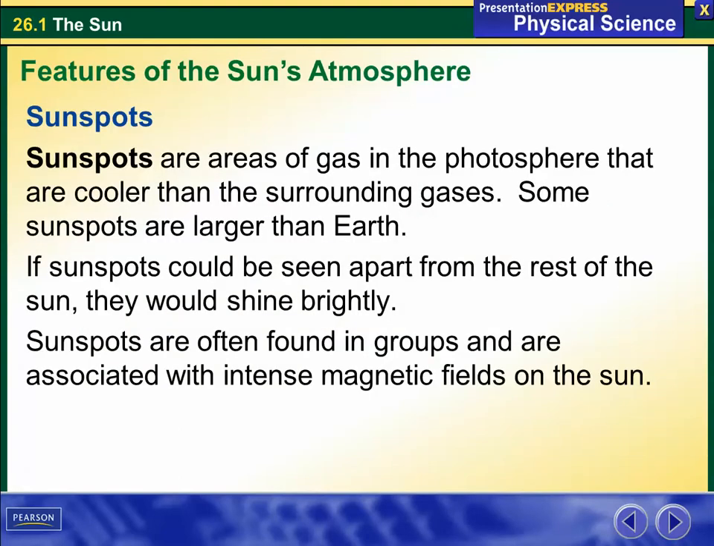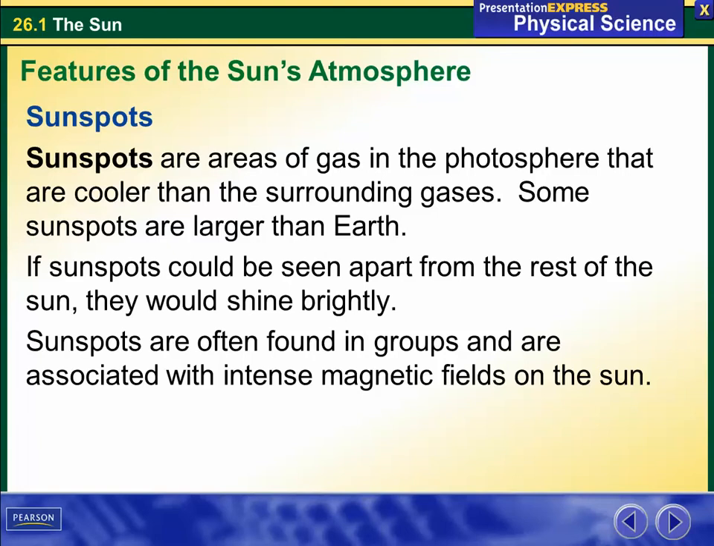So a sunspot is an area of gas in the photosphere, the surface of the sun, that is cooler than the surrounding gases. Sunspots can be larger than Earth itself. If they could be seen apart from the rest of the sun, they would shine very brightly, and they're often found in groups that are associated with intense magnetic fields on the sun. So again, sunspots are areas of cooler gas, they can be very large, and they are associated with intense magnetic fields. That's what a lot of these features of the sun's atmosphere are going to go with, and a lot of these are going to be connected.